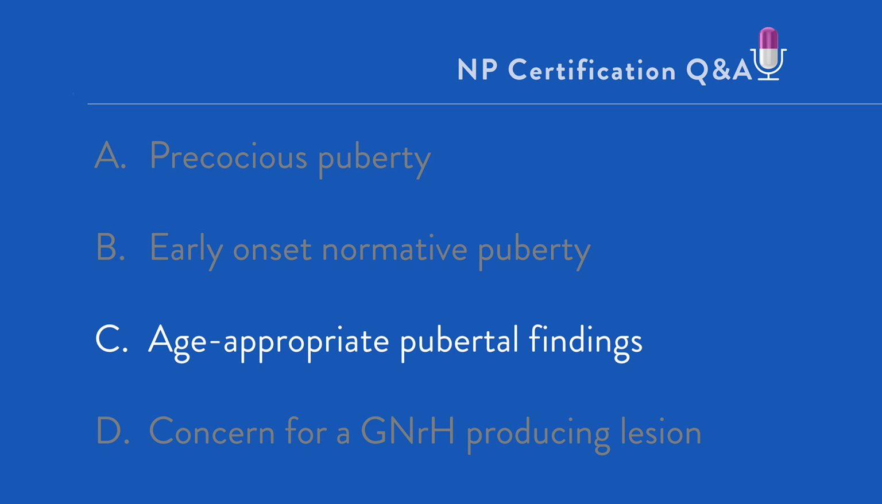And then D, concern for gonadotropin producing hormone. This is, of course, incorrect, as this scenario presents us with a healthy child with no particular concerns revealed.